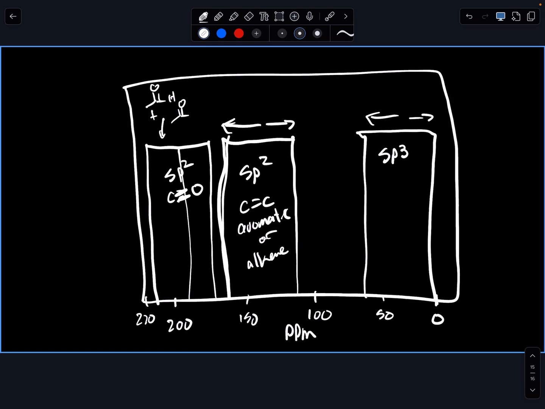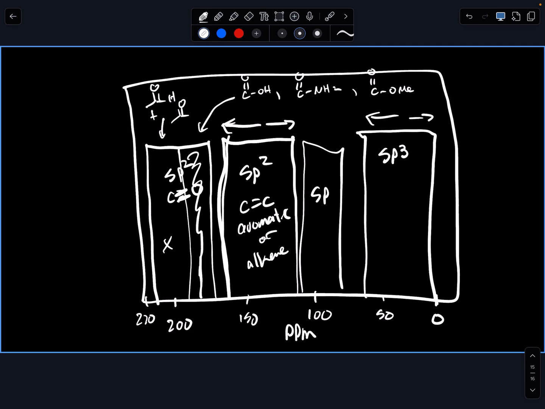And then on the other one, more to the left, you have carboxylic acids, amides, what else? CO esters. Basically, if it has an atom attached to the carbonyl carbon that has a lone pair, it'll be in this part. And if it doesn't have an atom with a lone pair, it's in this part on the left. And then I guess in the middle here is where you find sps. sps are rare, but they're in there.